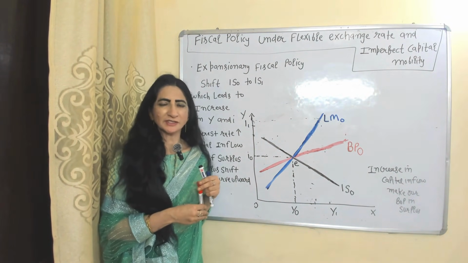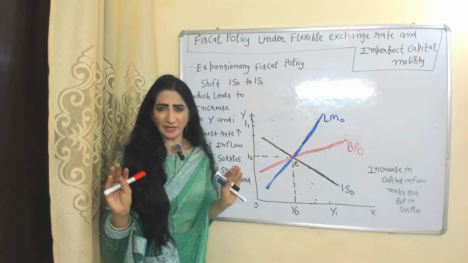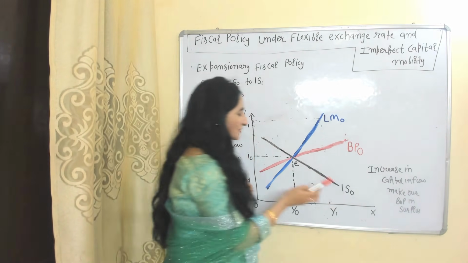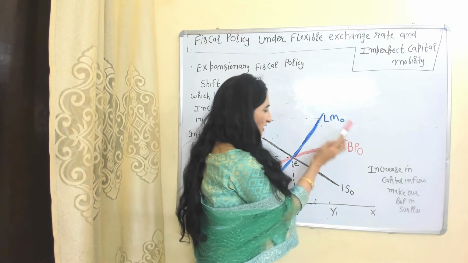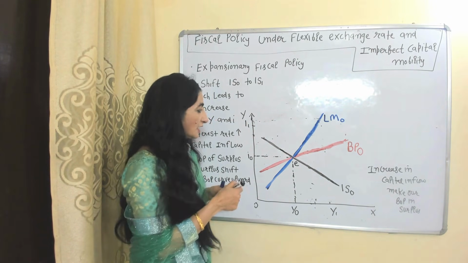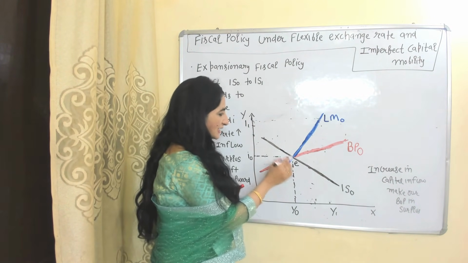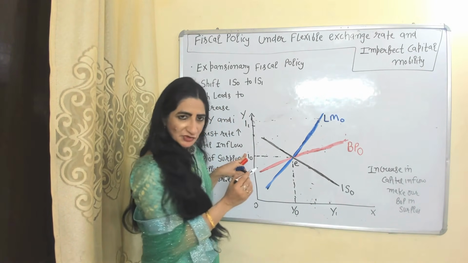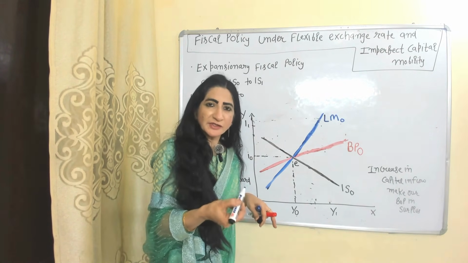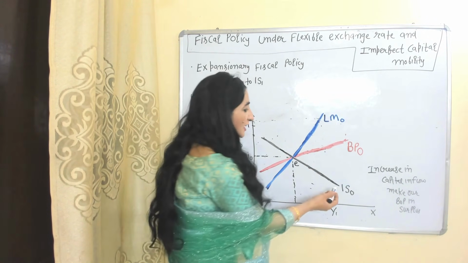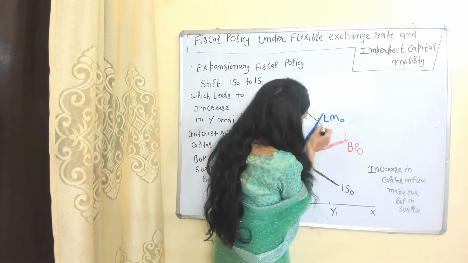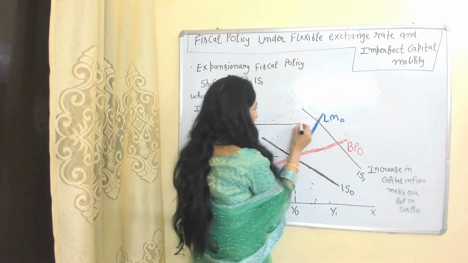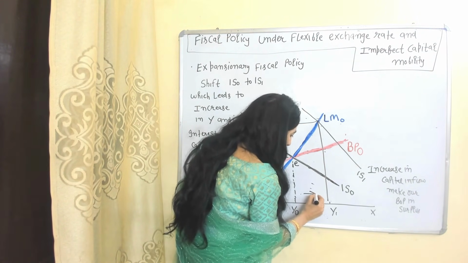First case, fiscal policy under flexible exchange rate and imperfect capital mobility. Horizontal side income, vertical side interest rate, initial IS curve, initial LM curve, initial balance of payment curve. And at E point all curves intersect, so E will be called the initial equilibrium point. Initial income, initial interest rate. Now suppose expansionary fiscal policy shifts IS curve from IS0 to IS1. This is our new IS curve, which leads to an increase in interest rate and an increase in income.